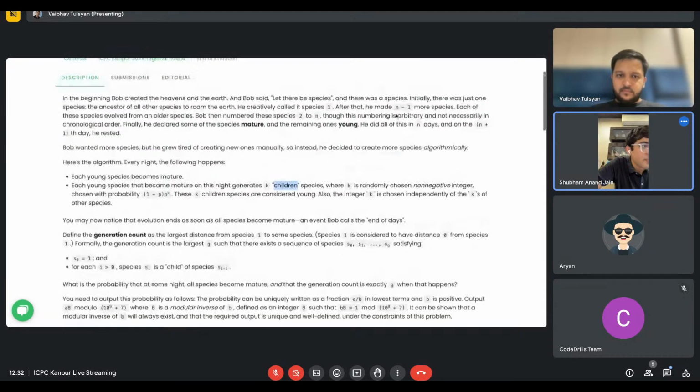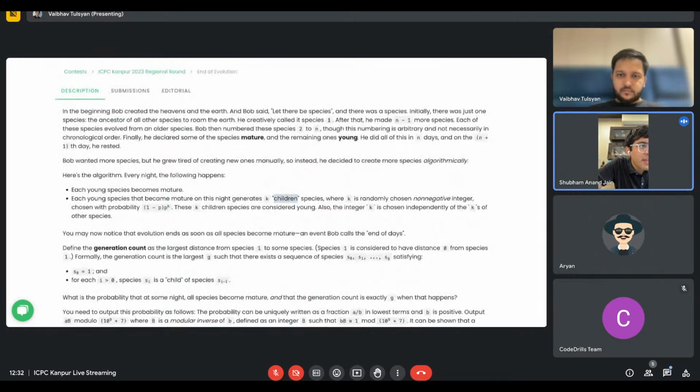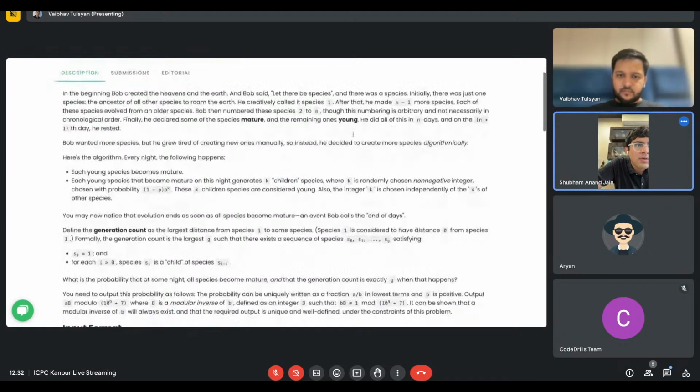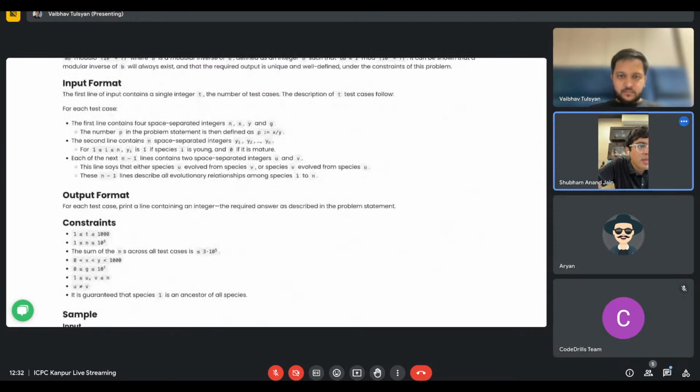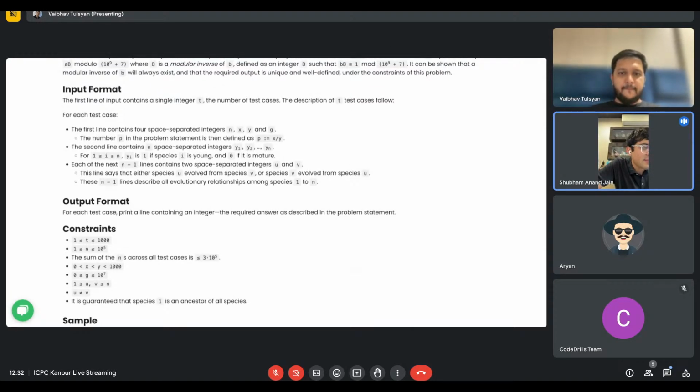Let's see. We're given n, x, y, and G. What are x and y? I guess the p. Okay, so p is defined as x divided by y. And x and y are strictly between 0 and 1000, not 0 or 1000. And x is less than y. That's also pretty important. So x is positive, x is less than y, which points to the constraint that Aryan said, that p is neither 0 nor 1. The second line contains y1 to yn, and y tells us if a species is young or mature.